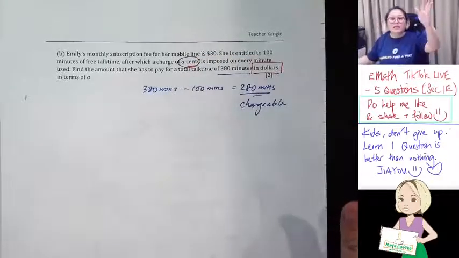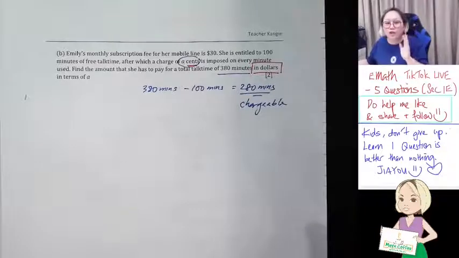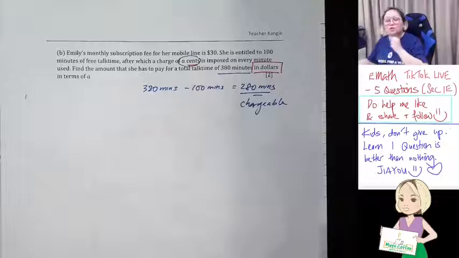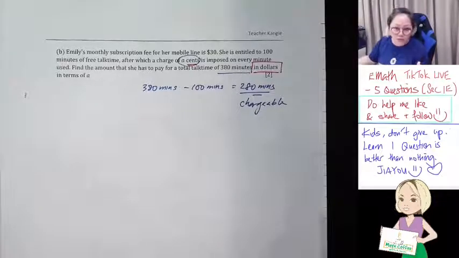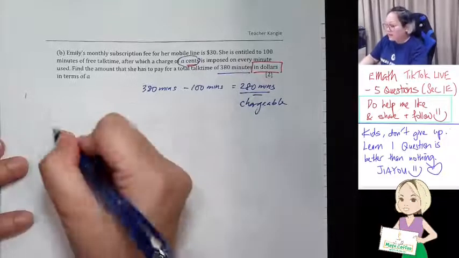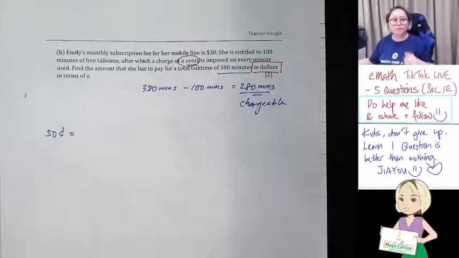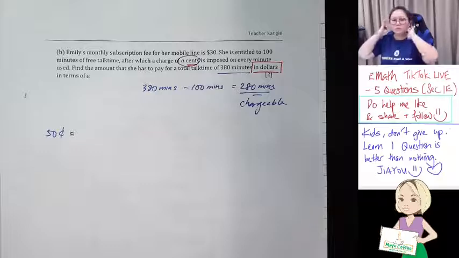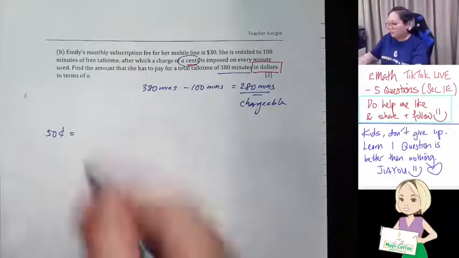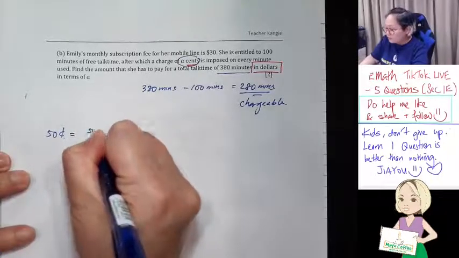So the question is, how do you change cents to dollar? When it's in algebra, students don't know what to do. But let's think back to normal numbers, because in primary school you already learned how to change cents to dollar. So let's say I have 50 cents. I want to change to dollar. What do you do? Good. Divide by 100. So if I want to change, I put 50 divided by 100.